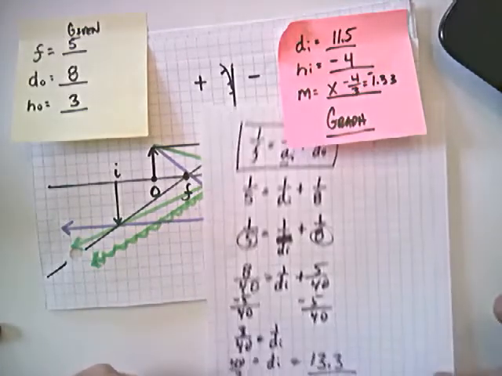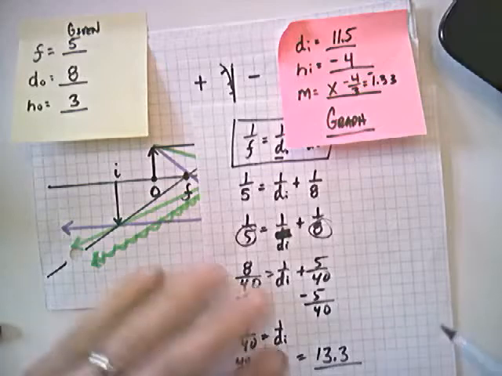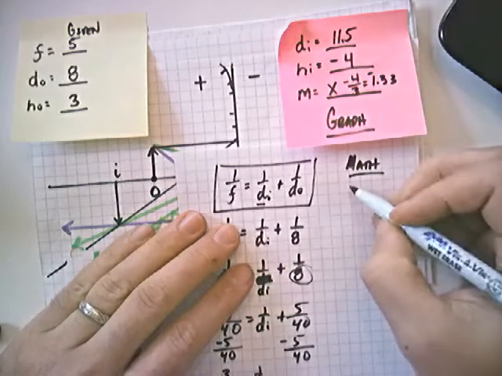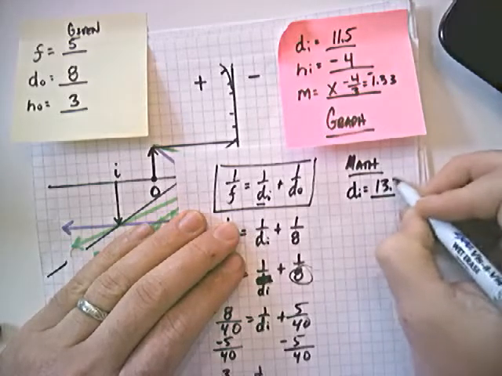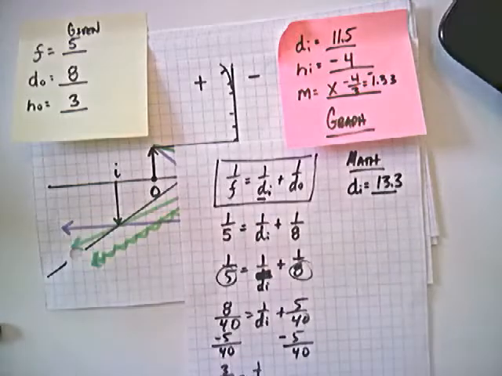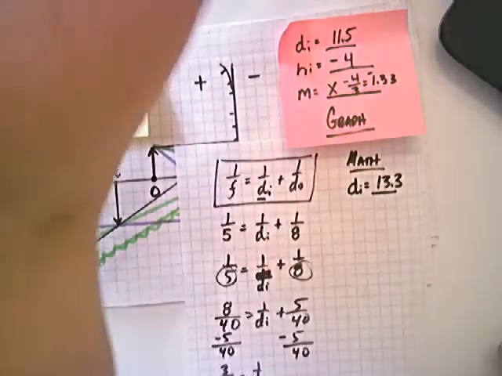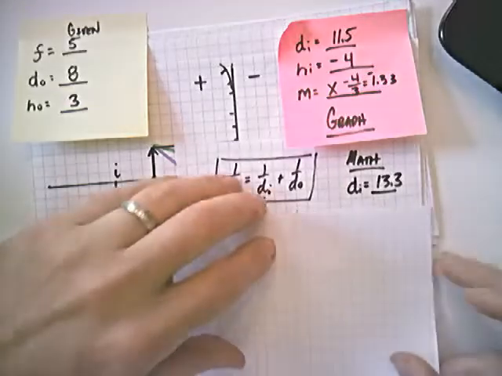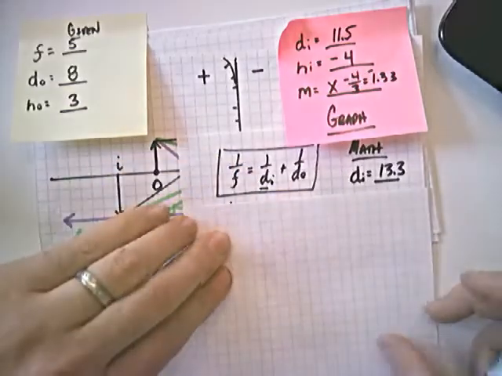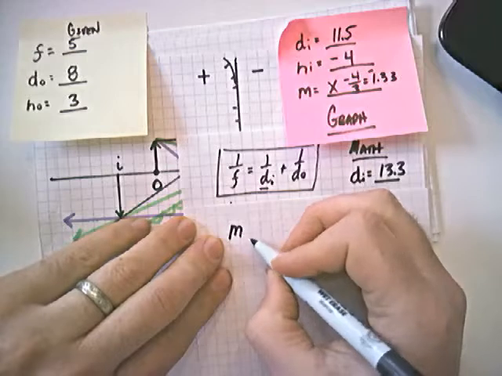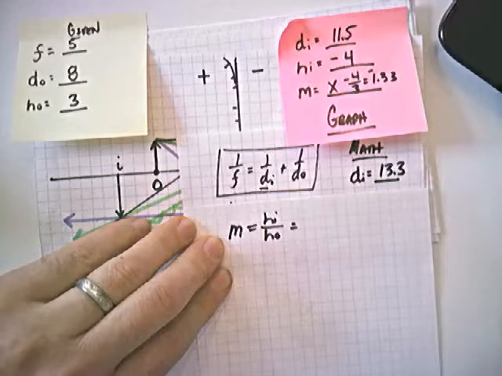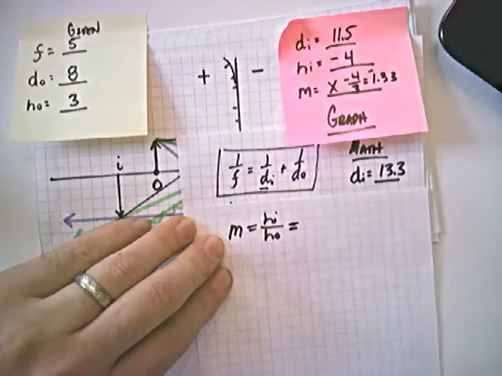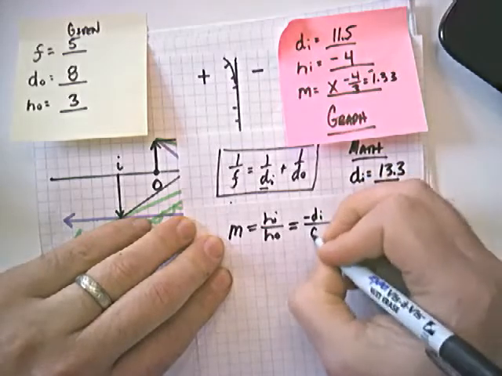All right, so that's our first thing. If we're keeping track of our math answers here, which I think I will, di that we found from math was 13.3. So what comes next? Well, we have another formula that we can use in addition to the Lensmaker's equation. The other formula is called the magnification equation. Magnification equals the height of the image over the height of the object. But this is one of those equals situations, right? It equals this, but it also equals negative di over do.